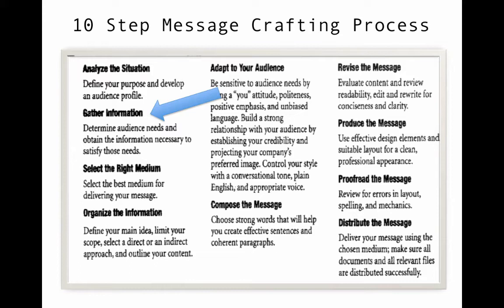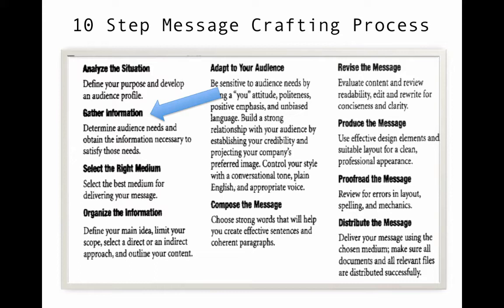And so the second step is you're going to gather information. So you're going to determine what the audience needs to know, and you're going to obtain the information necessary to satisfy those needs of the audience. So let's think about it. What are some of the things an audience might need to know about a company picnic? Well, when is it? Where is it? What time is it? Do they need to bring anything? How long will it last? Are there alternate plans if it's going to be held outside and the weather's bad?